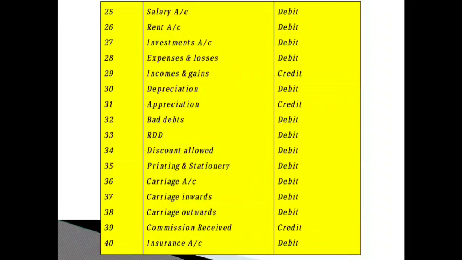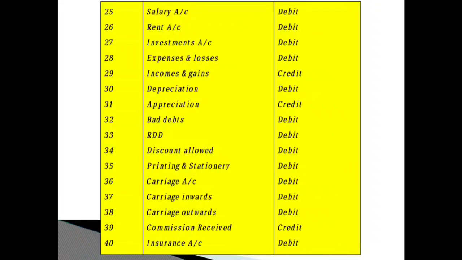Then next you have reserve for doubtful debts, RDD, okay, reserve for doubtful debts, which shows us debit balance because it is a reserve. Out of profit we will keep some amount as a reserve here, okay, but it is a liability for us, so it will show debit balance. Then discount allowed, it is a loss, right, when you allow discount to some other person it is a loss for you, so it will be debit balance.